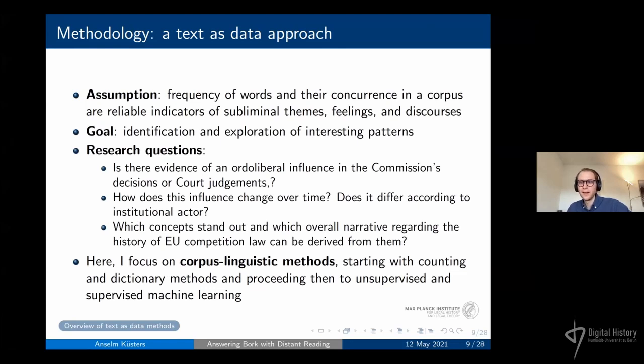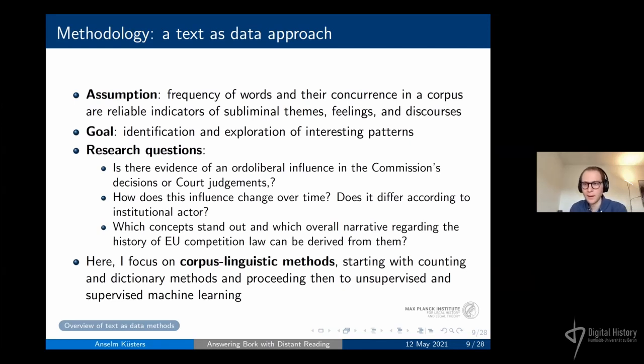So we assume this can tell us something about the subliminal themes, maybe even feelings, the discourses, the concepts employed. Of course, everything implicit, not captured in words, is also not captured by this approach. And the goal in general is to identify interesting patterns and then try to see if we can interpret that in a meaningful way and relate it to this discourse in the literature.